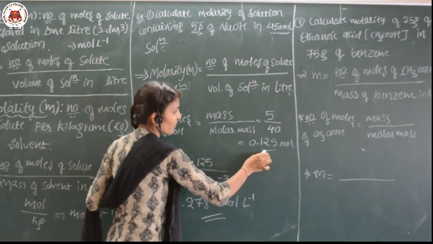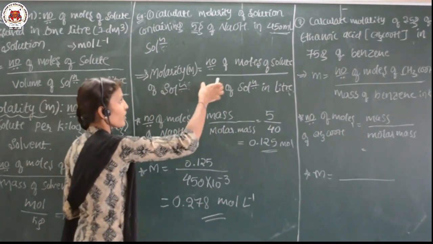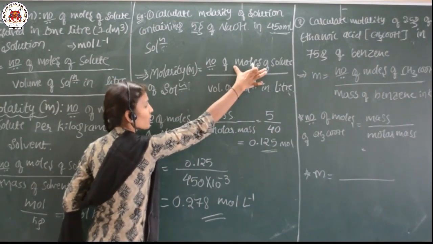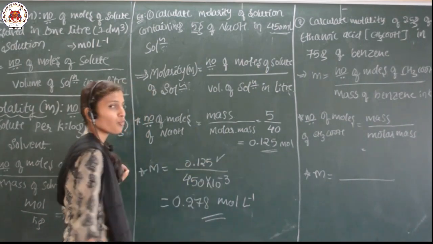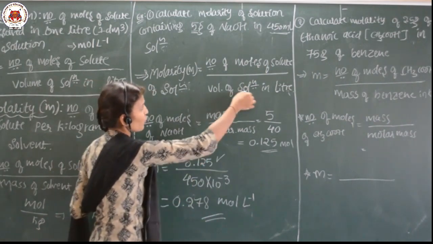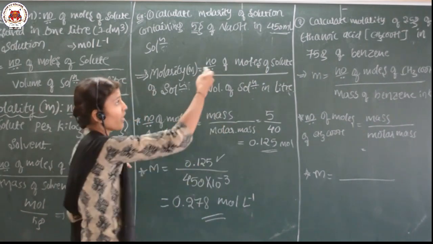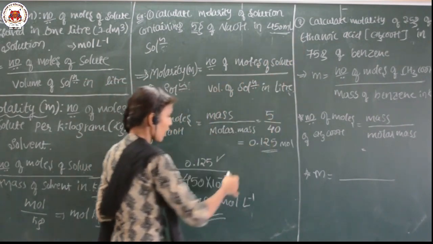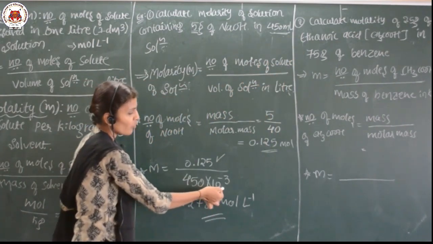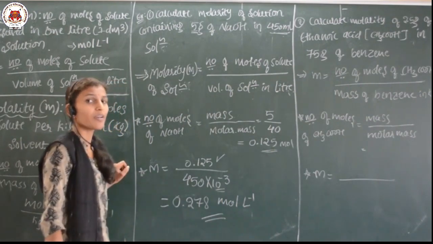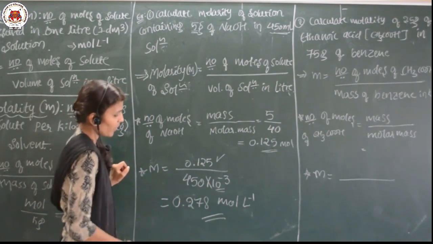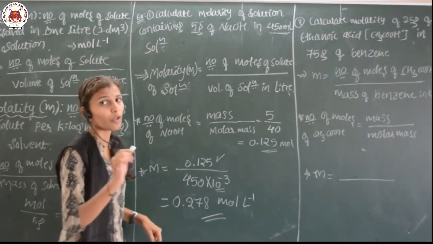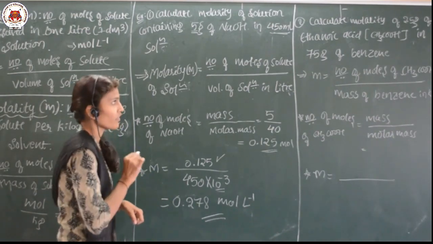So you are going to get this answer, and then in this formula we got the number of moles of the solute, that is 0.125, divided by the volume of the solution in liter. Liter we want, but they have given in milliliter. So convert that into liter, meaning you have to multiply by 10 to the power minus 3. So finally if you go on calculating, you are going to get 0.278 mole per liter as the answer.